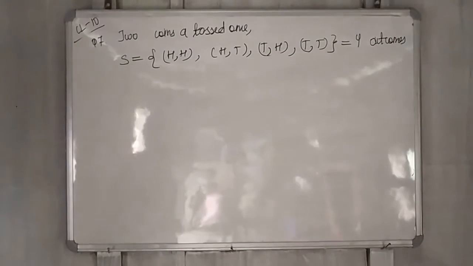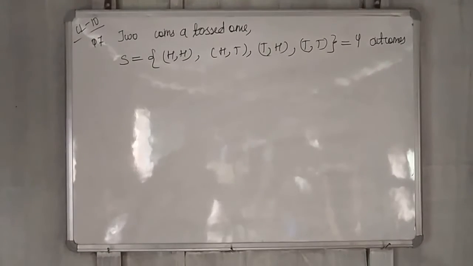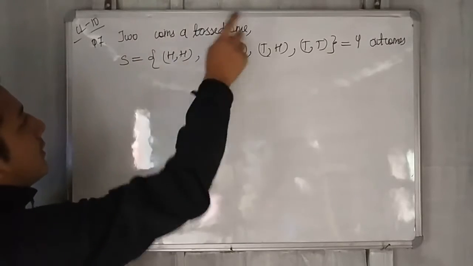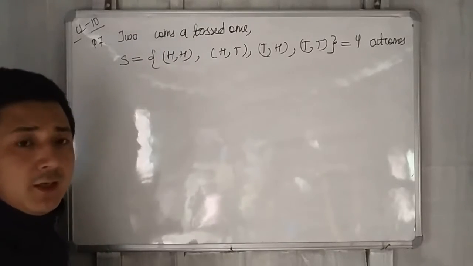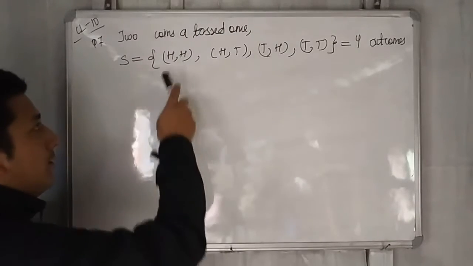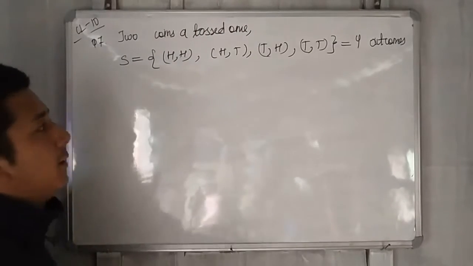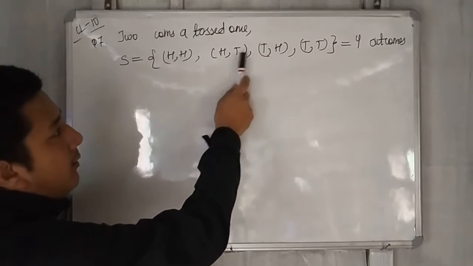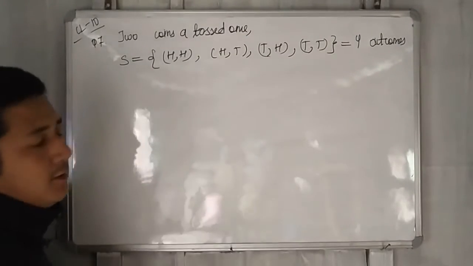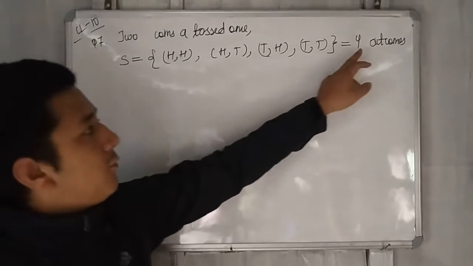Alright boys, let's move on to question number 7. Question number 7 says, two coins are tossed together. You have 2 coins and you're tossing them once. One might show head, the other might also show head. One might show head, the other tail, or head and tail. These are all the possible chances. So how many outcomes? 4 outcomes.